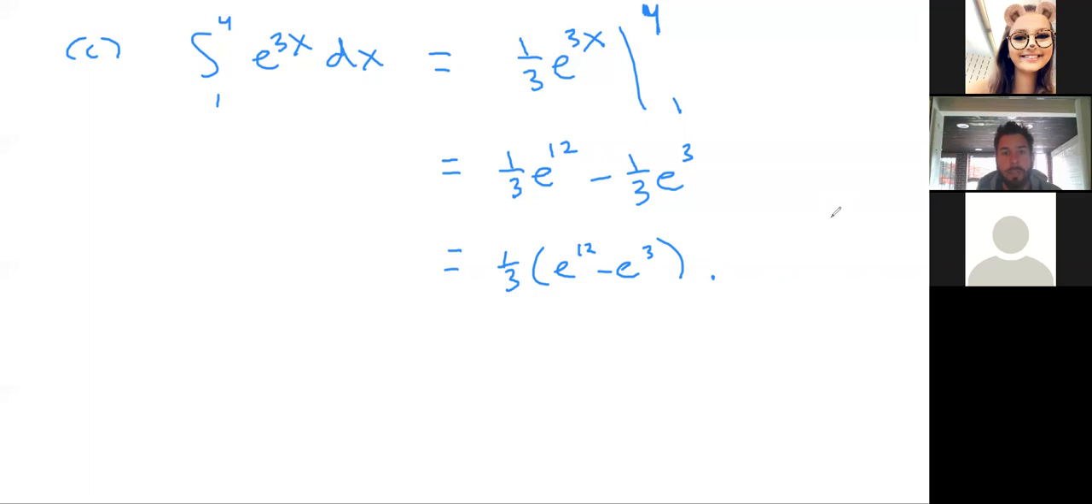Does anybody have a question about this? Comment. All right. So that's how you do problems 1 and 2. You have to know the antiderivatives. And as I said, 1 and 2e, there's a typo, I'll fix that.